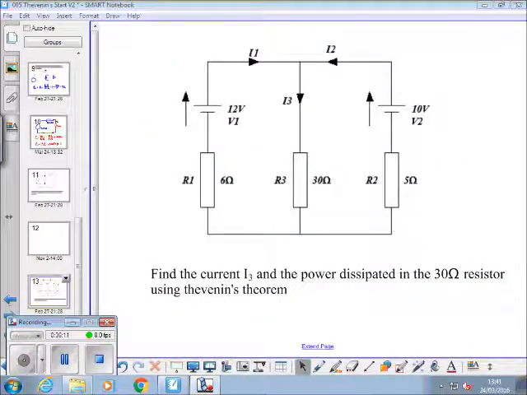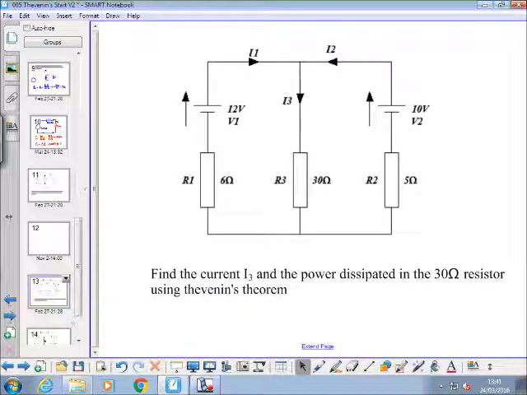Pause the video. Right, just want to look. What we're going to do is have a look at how we can use Thevenin's on a circuit where there's two sources. So this is a circuit, if not exactly the same, I think that is the one we analysed last week using superposition. So we're going to use Thevenin's this time to find the current I3 and the power dissipated in a 30 ohm resistor.